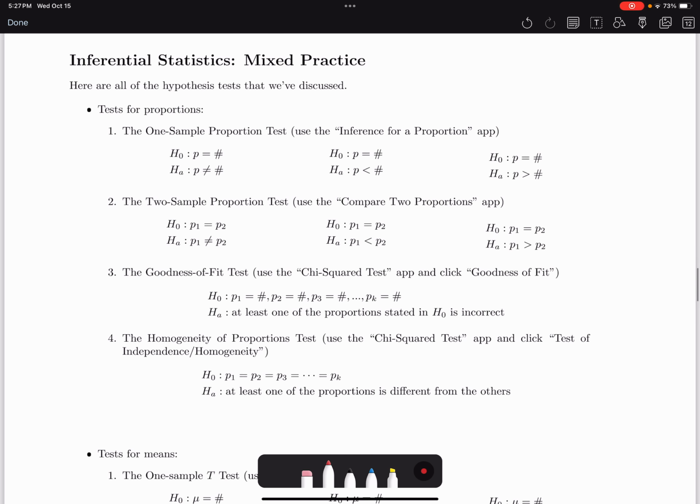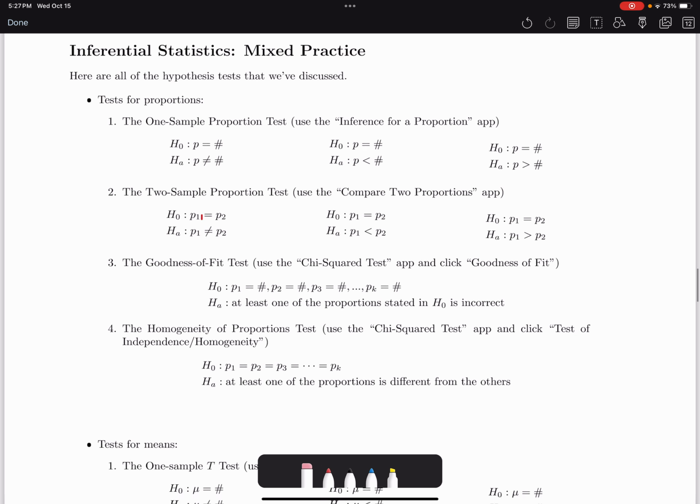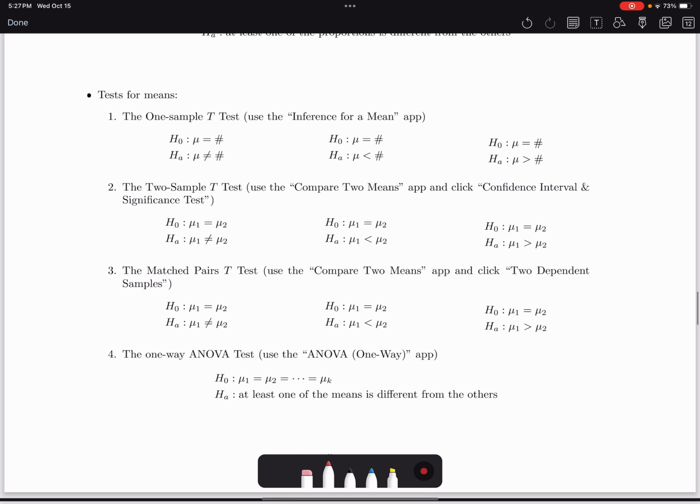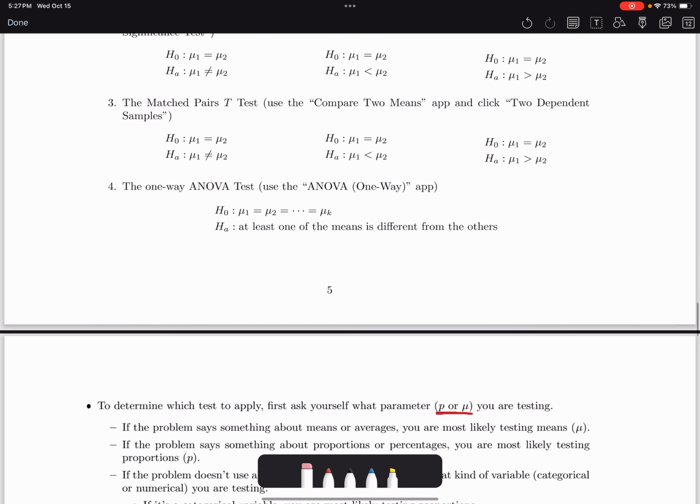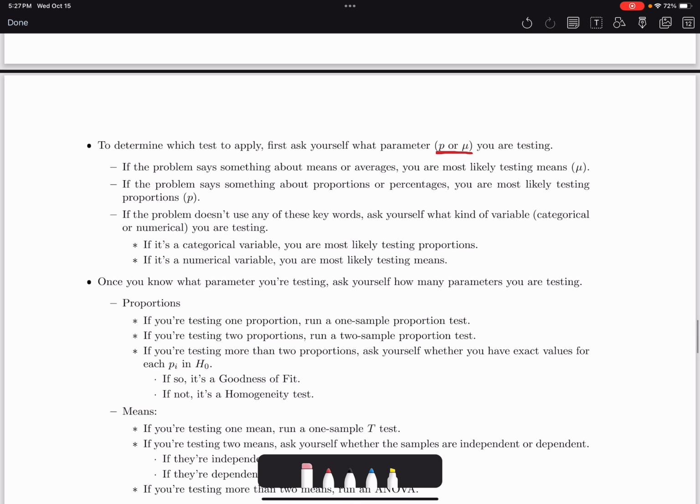If you know that you're testing proportions, then you know that you're in one of these 4 scenarios. If you know that you're testing means, then you know that you're in one of these 4 scenarios, right? So being able to determine what parameter you're testing narrows it down quite a bit, right? Now, how do you do that, right? How do you determine which parameter, proportions or means, you should be testing?